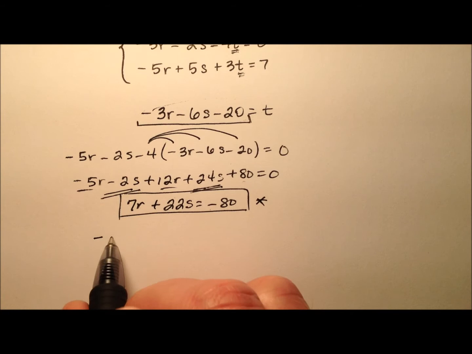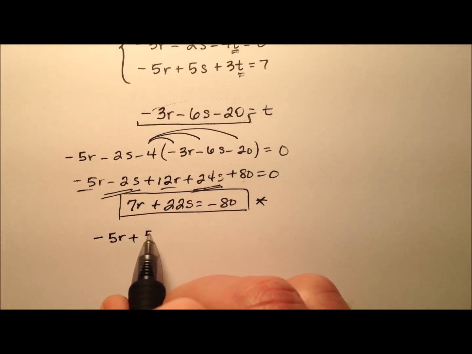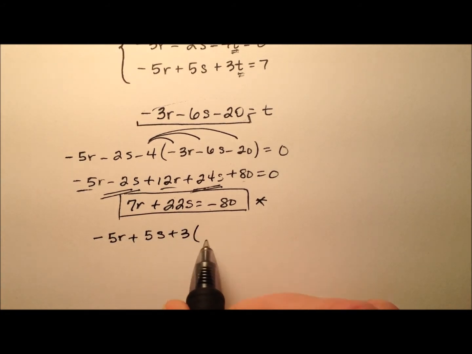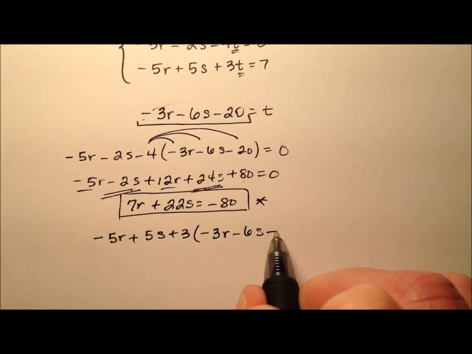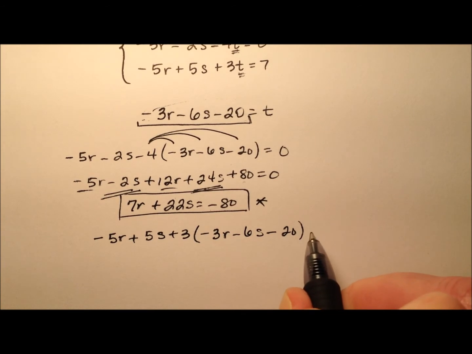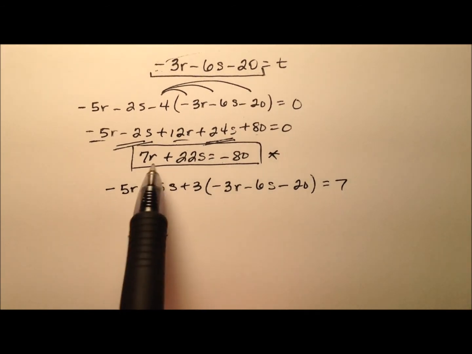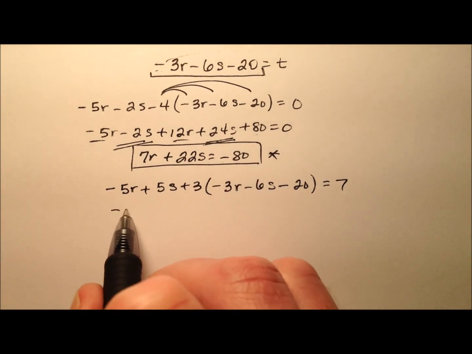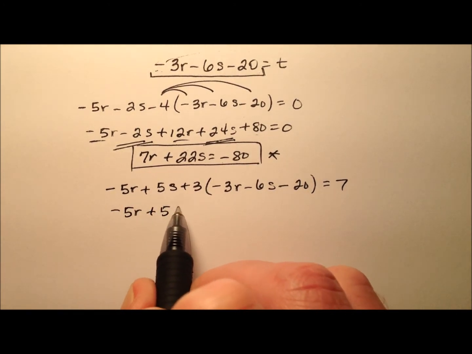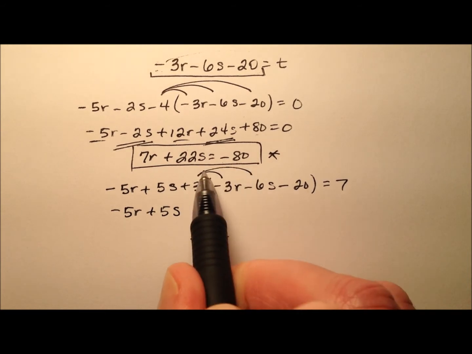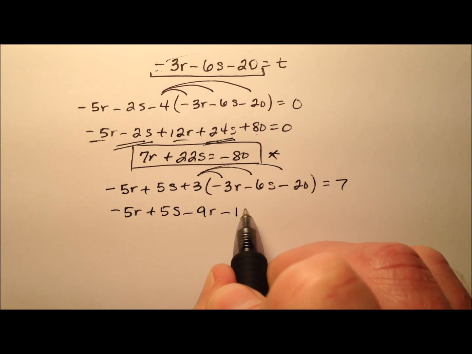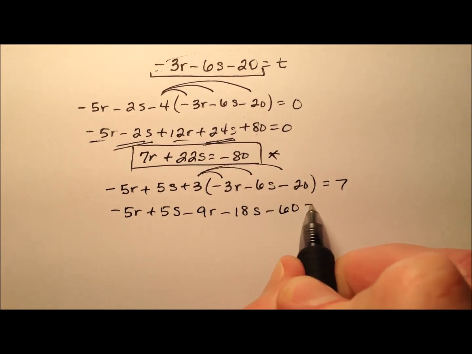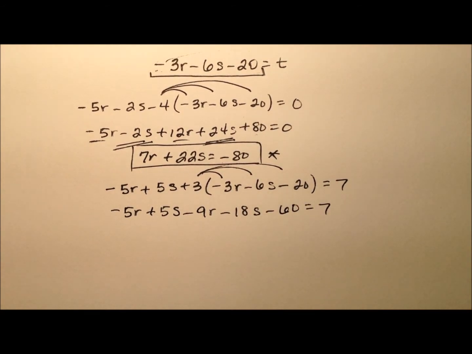So that third equation is a negative 5r plus 5s plus 3 times t. And of course t is this expression, negative 3r minus 6s minus 20. And that's going to equal 7. Just like we did with the second equation, let's simplify this a bit. So negative 5r plus 5s. And I'm going to distribute this positive 3 through here. So negative 9r minus 18s minus 60 equals 7.